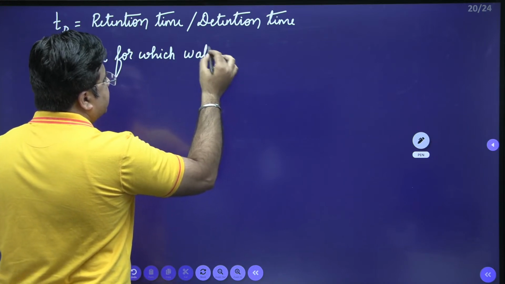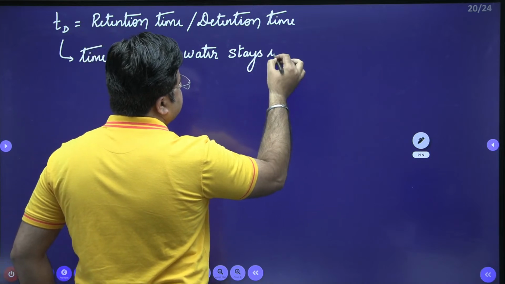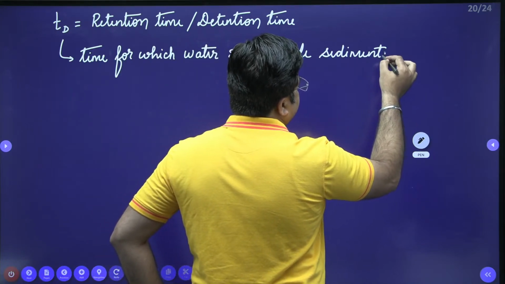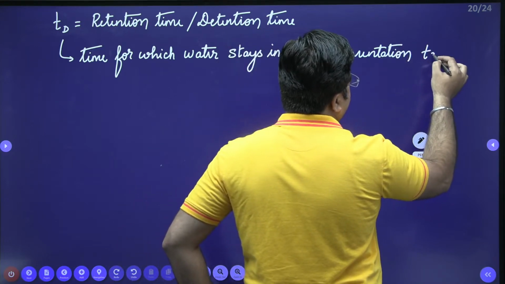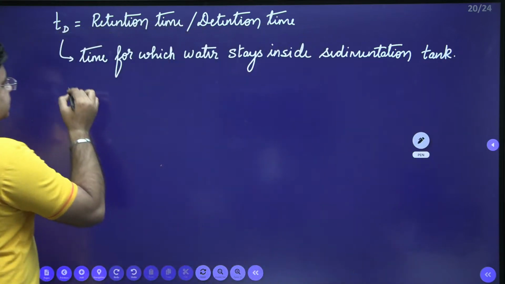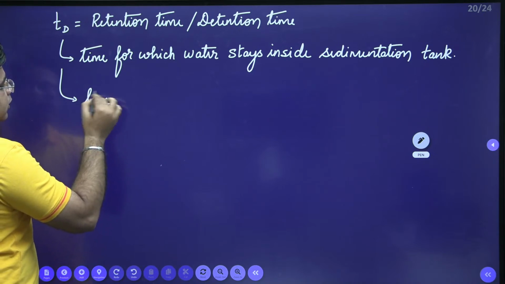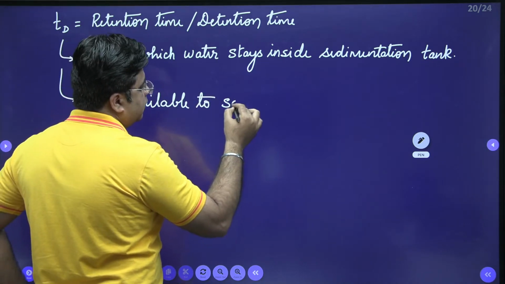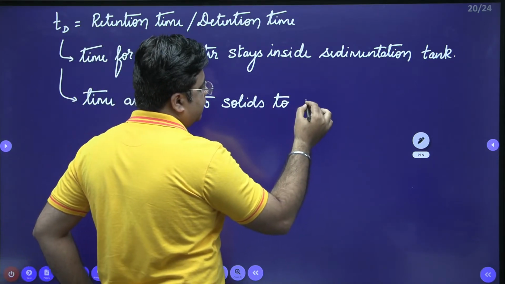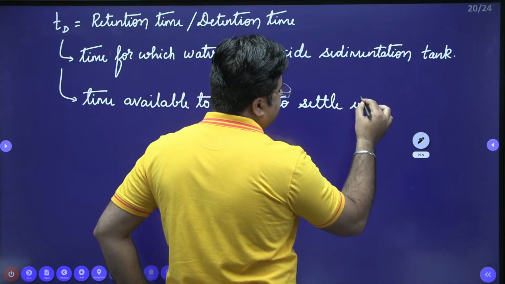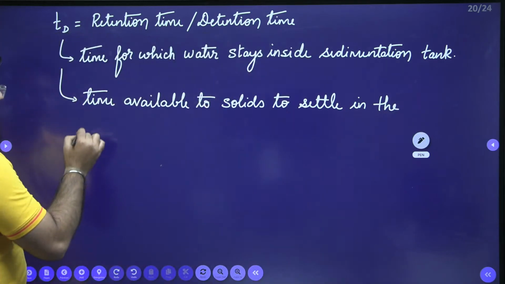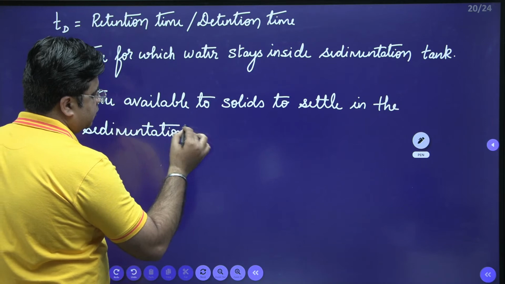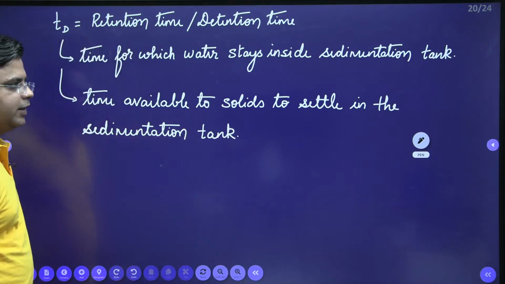So Td is the time for which water stays inside the sedimentation tank. Td is also the time available to solids to settle in the sedimentation tank, right?